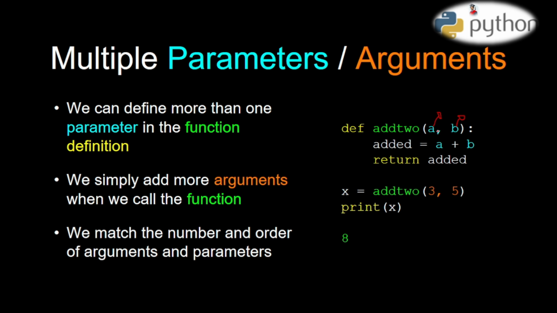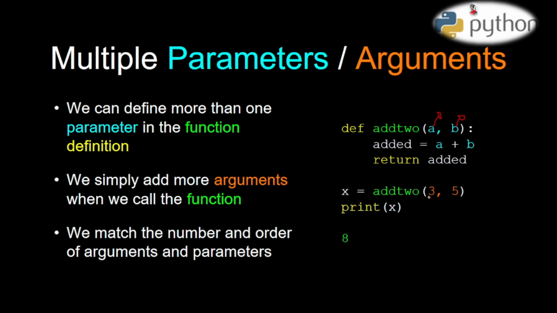Whatever the data type is, it has two parameters, then added is equal to a plus b. Added is also another piece of data. Return added, float, integer, whatever. The data type of the variable is identified here when we pass the variable or the argument to that function.